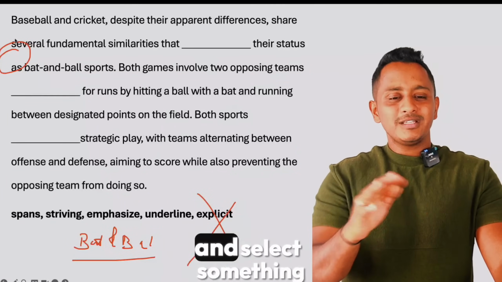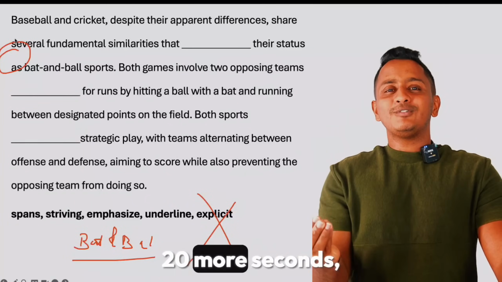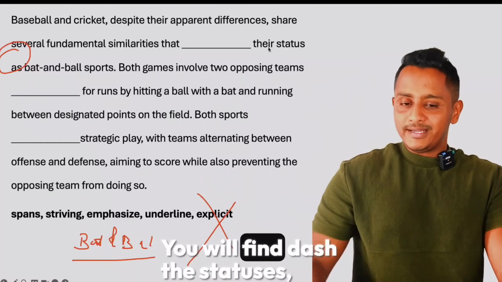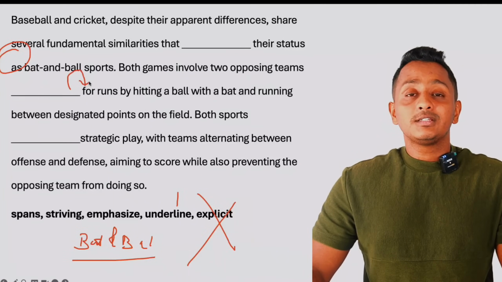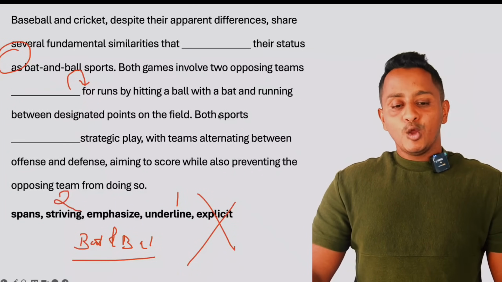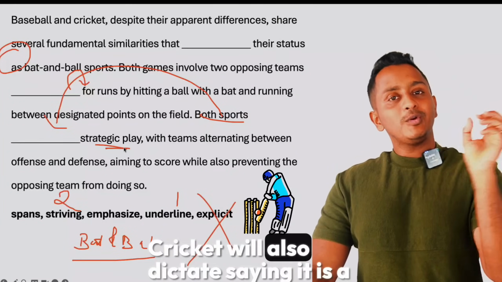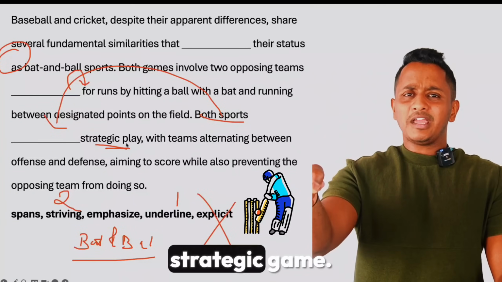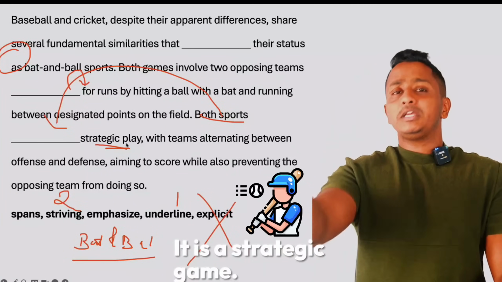But you're too impatient and select something and move on. Had it been 10 more seconds, 20 more seconds, you wait, you will find it. Dash their status is underline the status. Dash for runs: they work hard for runs, they strive for runs. Both sports dash strategic play. Both sports, cricket will also dictate that it is a strategic game. Baseball, the game itself will depict it is a strategic game.